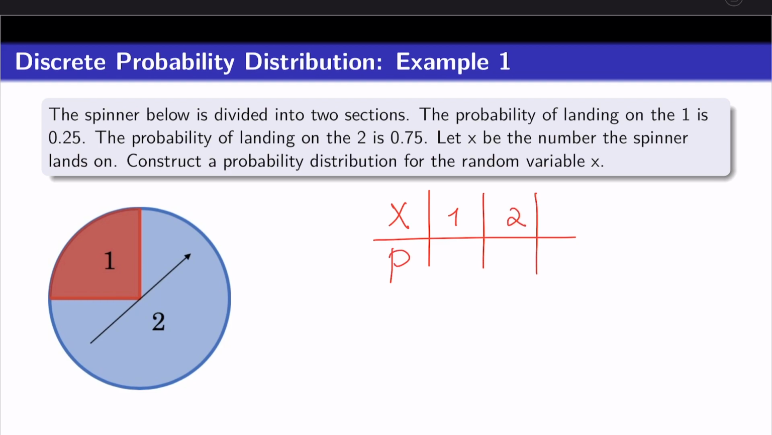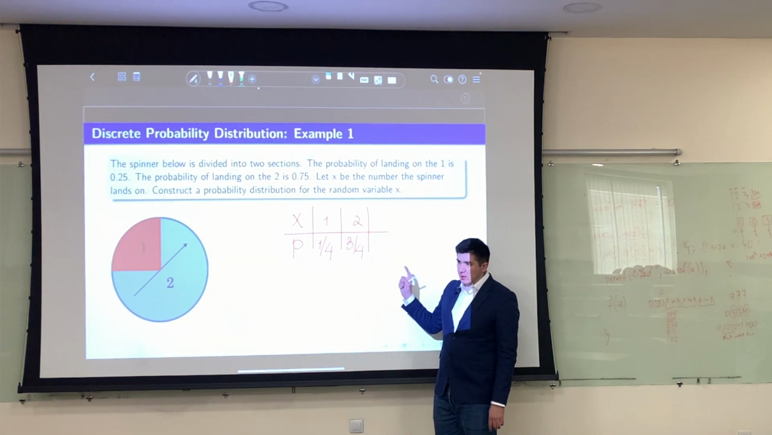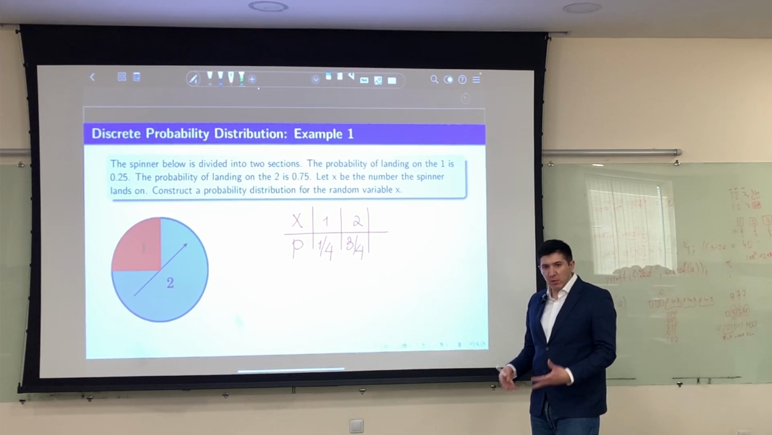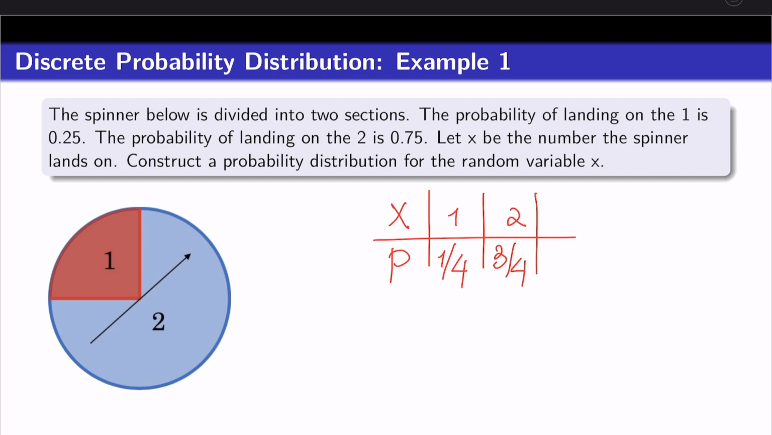What is the probability of obtaining 1? If you rotate, what is the probability that you will obtain 1? 1 over 4, because a quarter of the area of the spinner is denoted as 1. And the probability of obtaining 2 is 3 over 4. Please note that the sum of the probabilities is always equal to 1. Always. This is one of the most important properties of the mass function. The sum of all of the probabilities should be equal to 1. So the probability of x equal to 1 plus the probability of x equal to 2 is equal to 1. If you remember, all of our previous examples also fulfill this property.